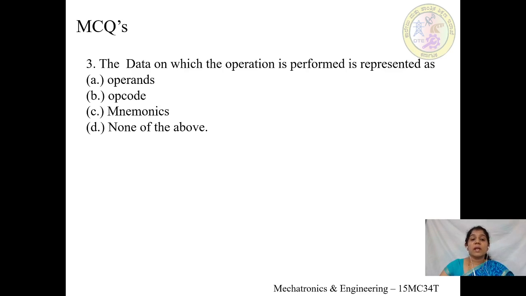Third question, the data on which the operation is performed is represented as option A operands, option B opcode, option C mnemonics, option D none of the above. The data on which the operation is performed is represented as, yes, the data on which operation is performed is operands. It is option A.